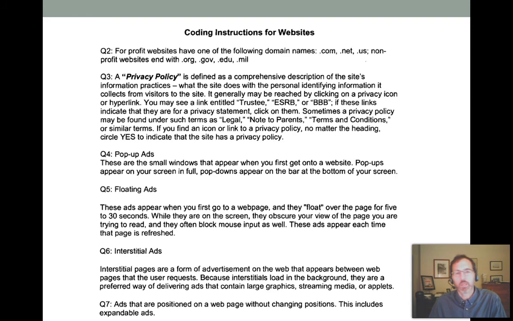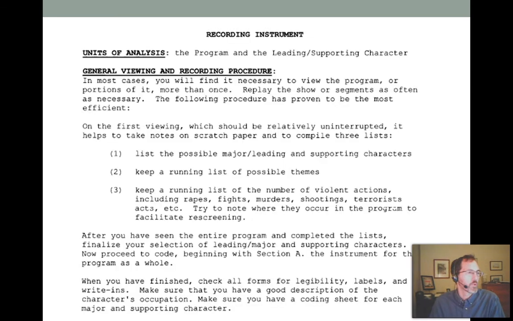And this is the second page of their coding sheet, which basically explains some of the content categories. This is the explanation sheet. This helps the coder figure out how to do their coding. Let me show you another example, and I'll go through this one fairly quickly.